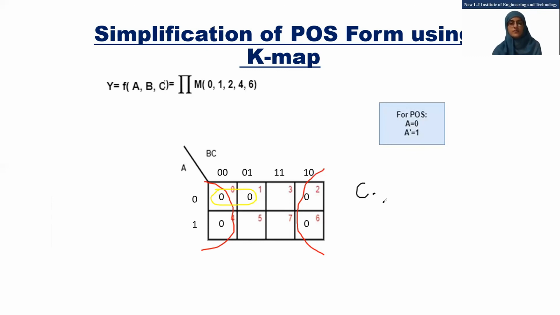Now, for this pair, which is marked in yellow, the answer will be 0. And as per the rule, 0 is equal to A. So we will write A plus, here the same term is 0, 0, which is B. So we will write B. So our final answer is C dot (A plus B). This answer will be in the form of POS.